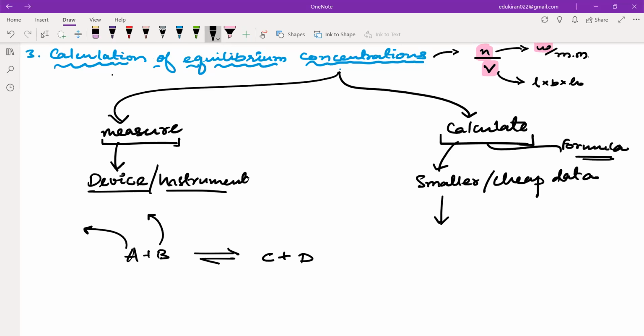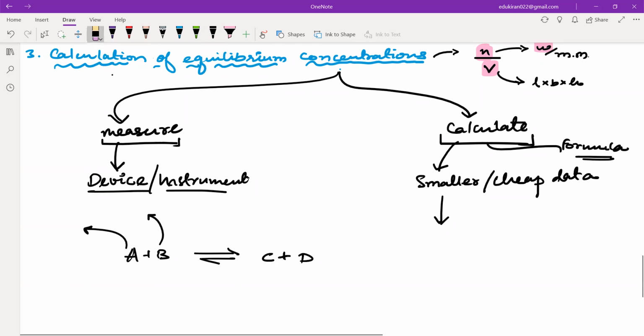So I will go to the balance, the weighing machine. I will scoop some A, pour it, and measure. Okay, fine, this many grams of A is present. I will divide by molar mass, then I will get the number of moles. Then I will divide by the volume of the container and I will get the concentration. Not much of a big deal.